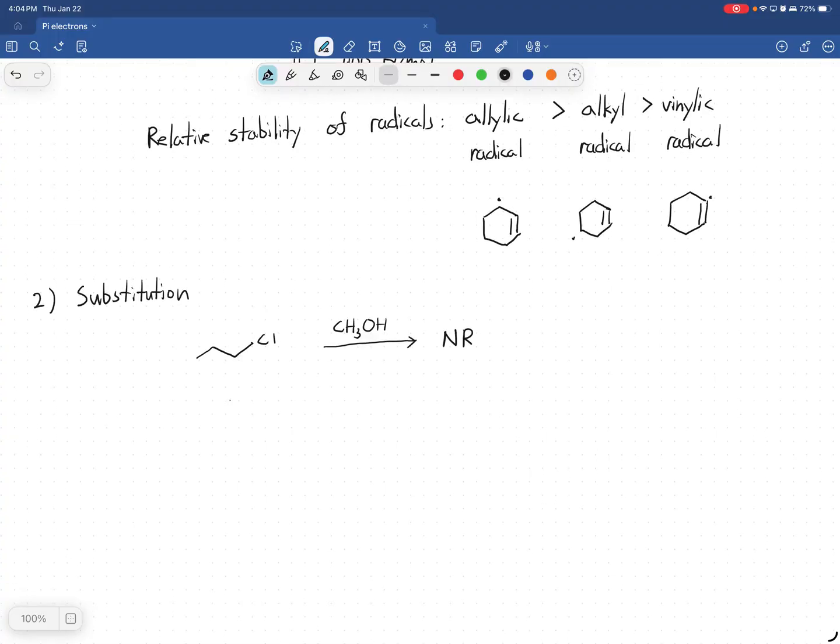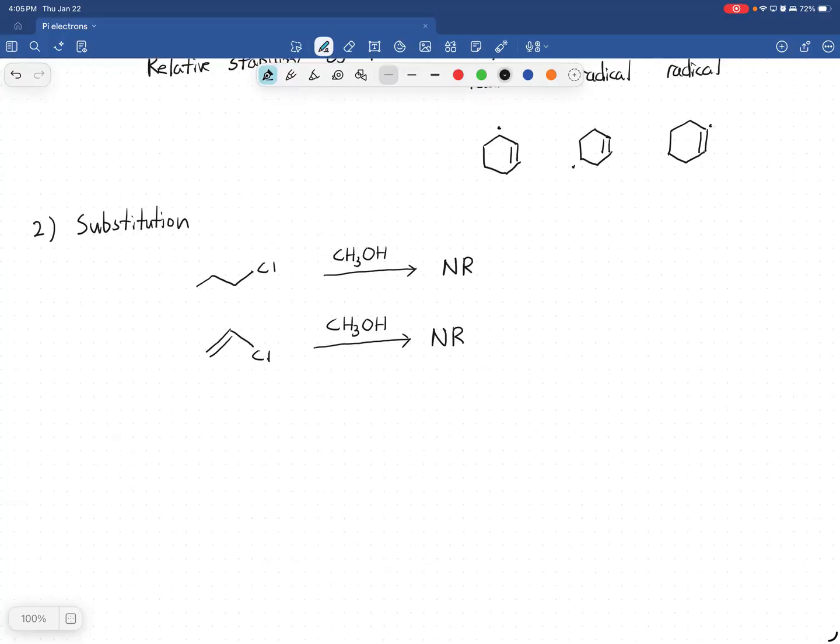And we also revisited this reaction last chapter. We saw that if you have a haloalkane and it's a vinyl haloalkane, vinyl chloride here, or vinyl halide, this also can't do substitution easily. No reaction. Okay?